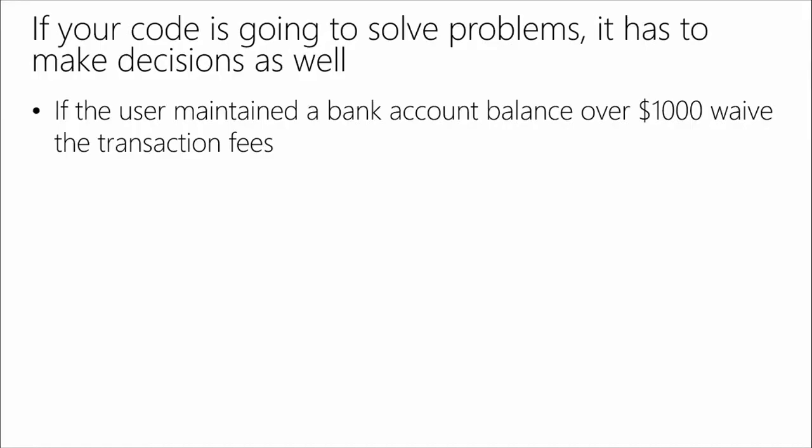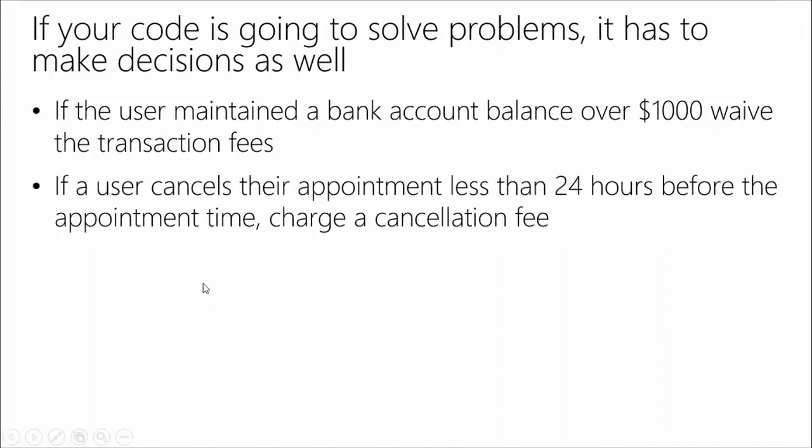So let's say you're working at a bank. One of the rules they have at a lot of banks in North America is they'll waive the transaction fees if you maintain a balance of over $1,000. So if you're writing a program that has to calculate what fees to charge a user, you need to be able to say, well, if it's over $1,000, don't charge this fee. If it's under $1,000, charge the fee. Very simple, but very real world.